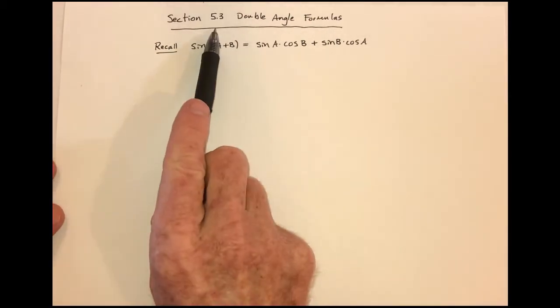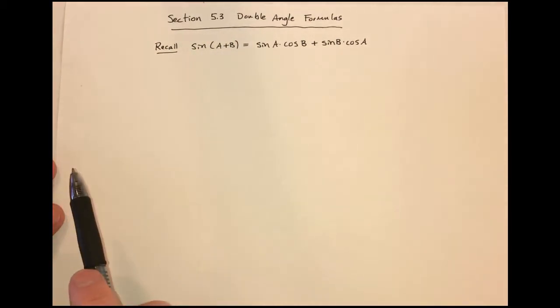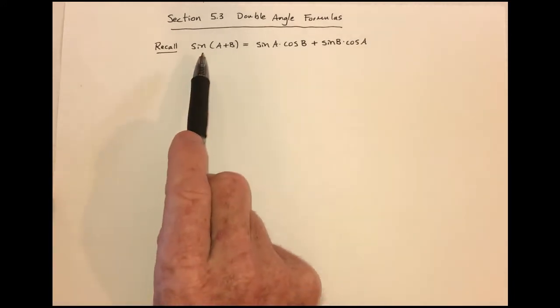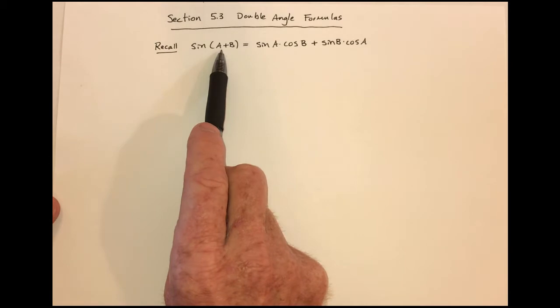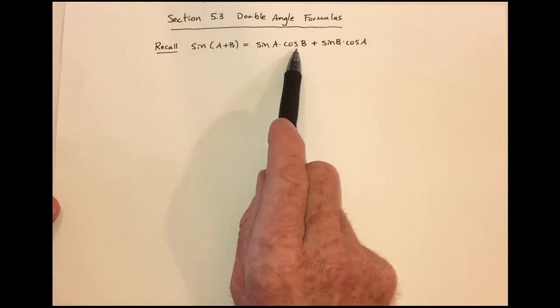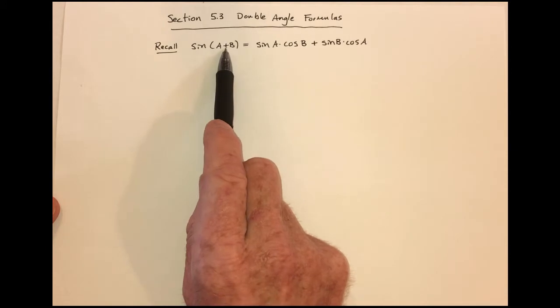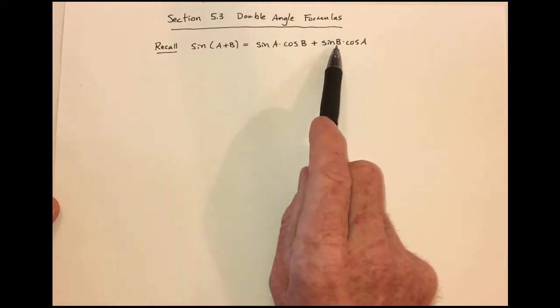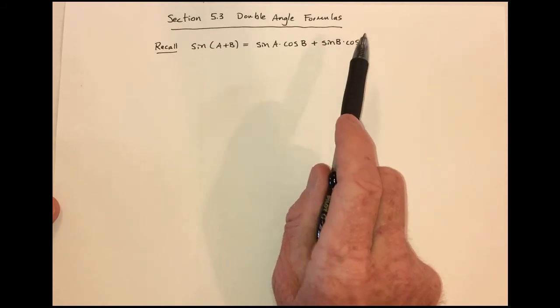And for section 5.3, double angle formulas. From the previous section, we're going to be using this formula. Sine of a plus b means you take sine of the first one, cosine of the second one. If this is plus, sine leaves the sine alone, so this is still plus. And then you switch the a and the b.